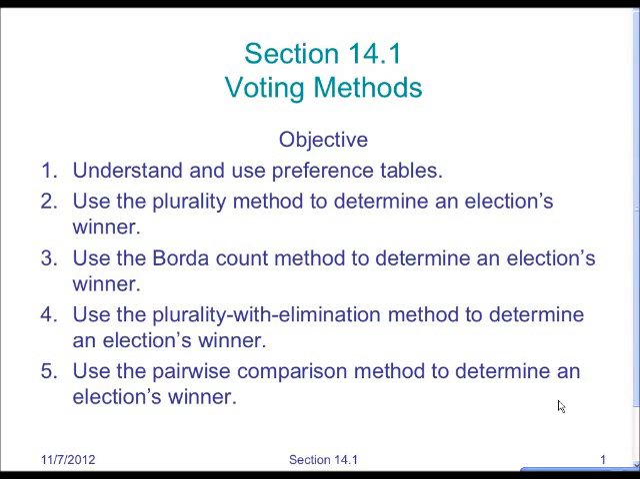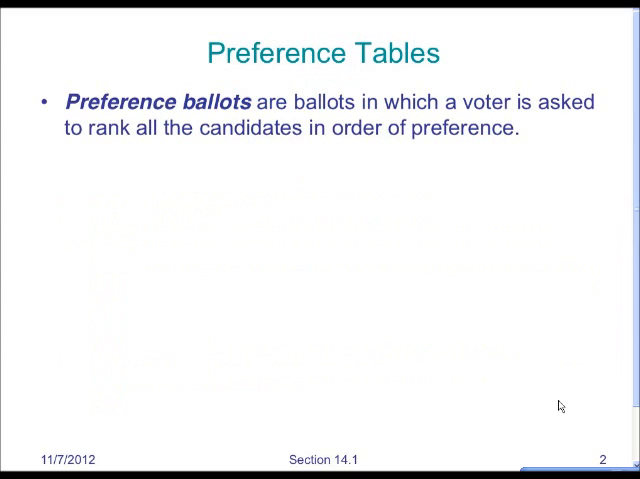This is section 14.1. We're going to be talking about different voting methods. This is not different methods for voting. This is actually different methods for counting the votes. What we're going to have is what we call preference ballots. These are ballots in which a voter is asked to rank all the candidates in order of preference.